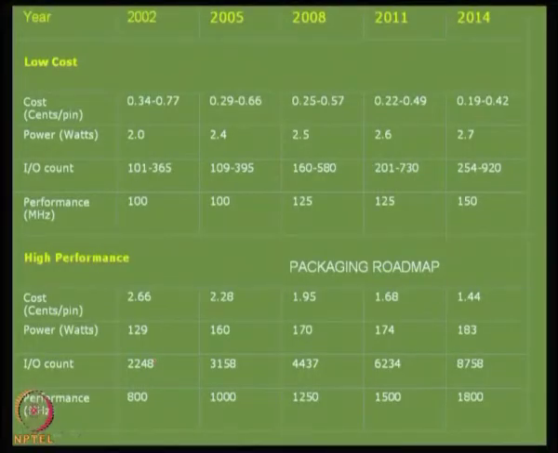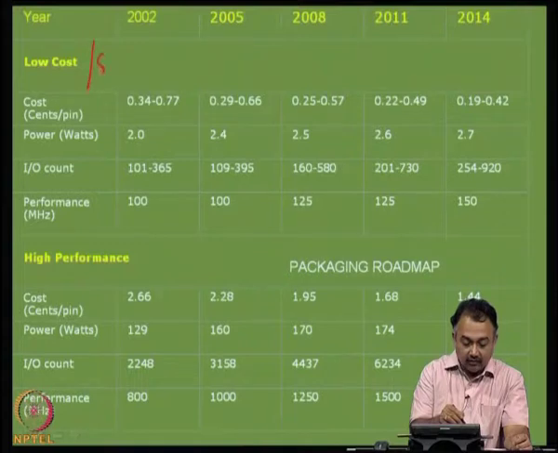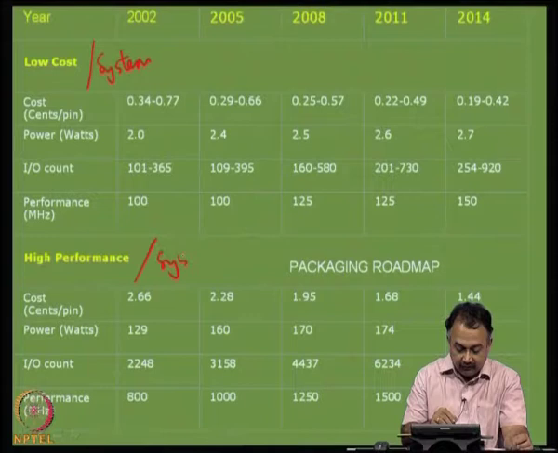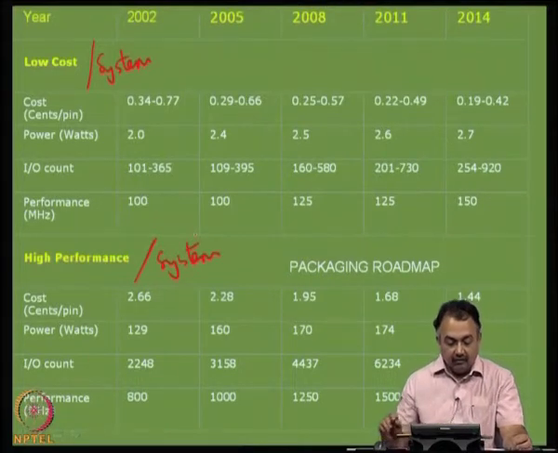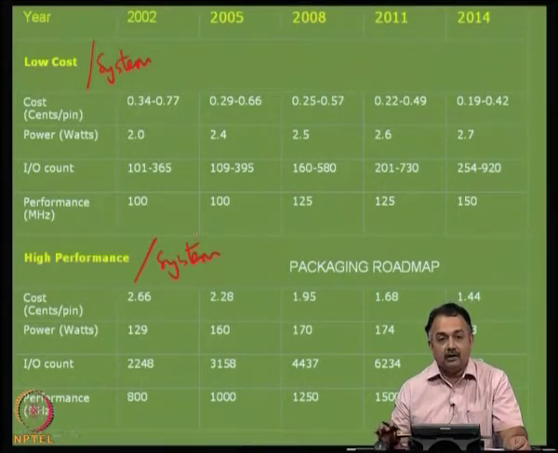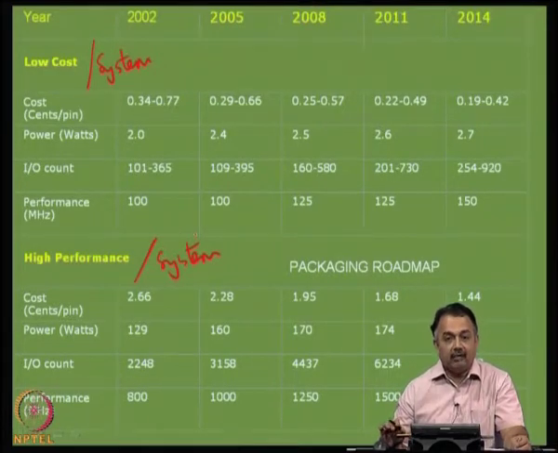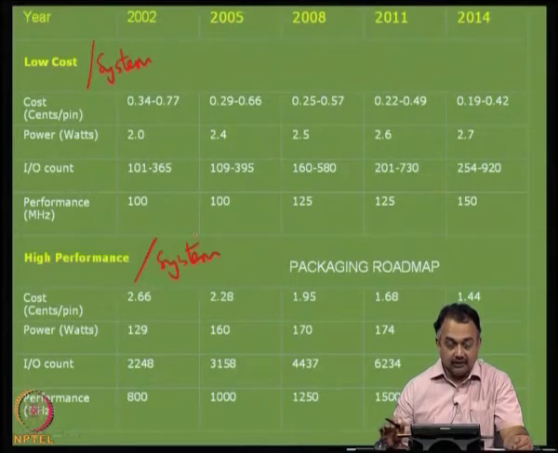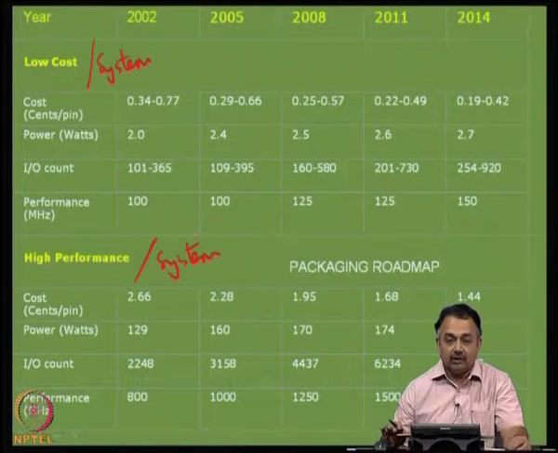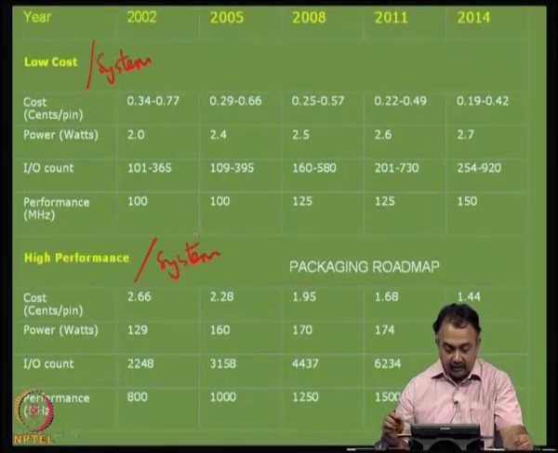So, if you look at another roadmap, which is called the packaging roadmap, where we talk about different types of systems. This is a low cost system and this is a high performance system. These are two different ends. Low cost means it has to be low cost at the expense of some performance, but high performance can be expensive. For example, high performance systems used in military and space do not bother about cost, they require high reliability. So, you can look at cost per pin.